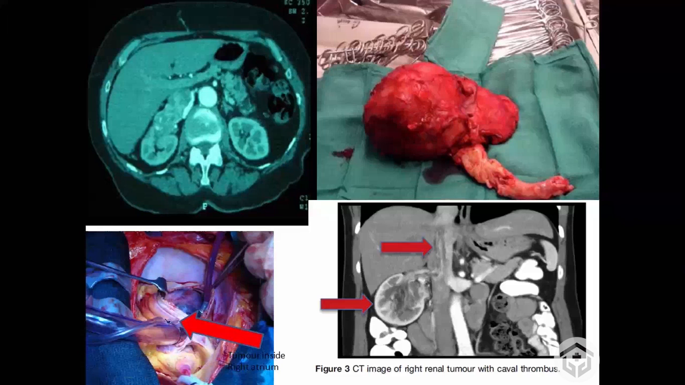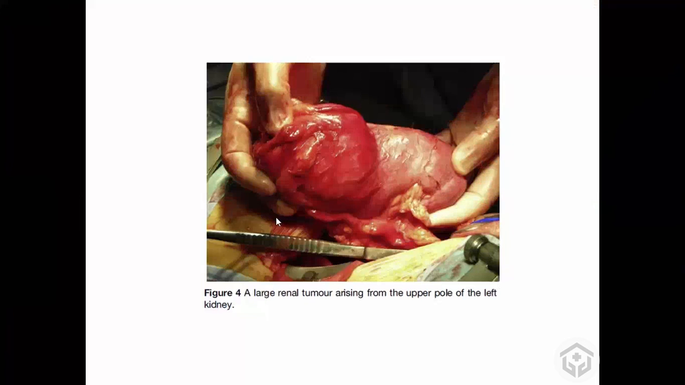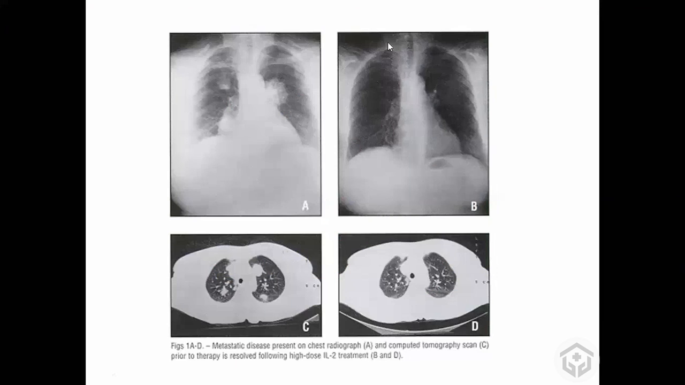Whenever it goes to the IVC, it's a big problem for us. Doing surgery is not easy. Sometimes it goes to the heart. You can see this picture, we are opening the right atrium and the tumor thrombus is there. So it's the only tumor that grows into the vein. You can see a renal cancer in the upper pole. The upper pole is the commonly affected pole. And they can spread to the lungs. You can see a cannonball appearance.